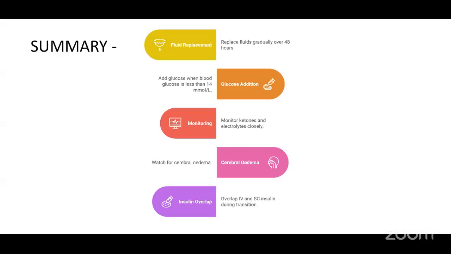So, okay. Insulin overlap. Overlap IV insulin with subcutaneous insulin during the transition. When we have started the subcutaneous doses, for 30 to 60 minutes the IV infusion has to be continued so that there's no rebound hyperglycemia.